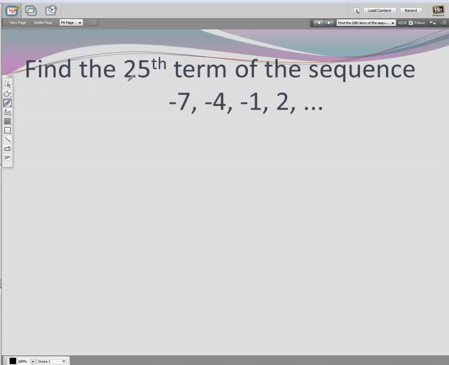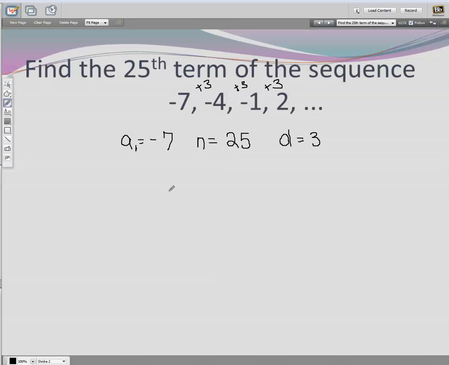What about the 25th term? Again, let's list out what we know. So a sub 1 is negative 7. We know the 25th term, or n is 25, that's what we're looking for. And d, I am adding 3 each time because our numbers are getting larger. So it is a positive 3.